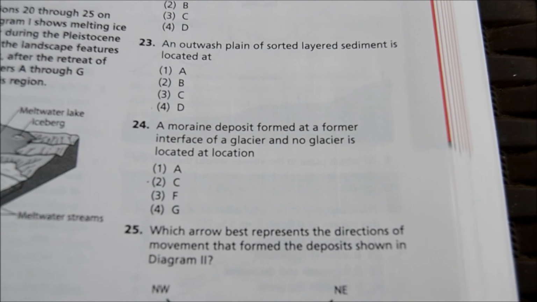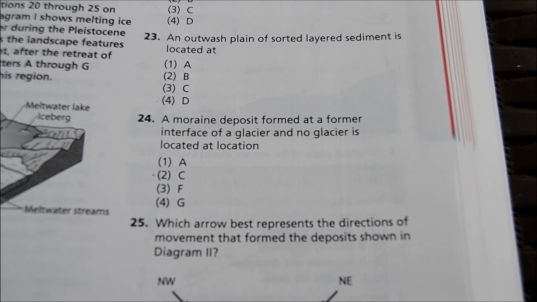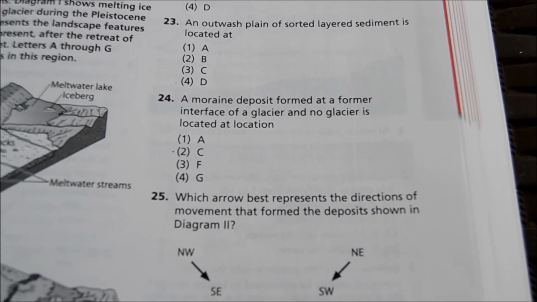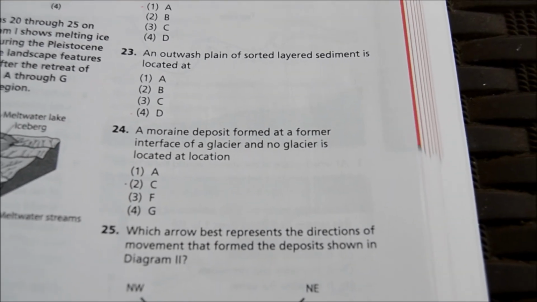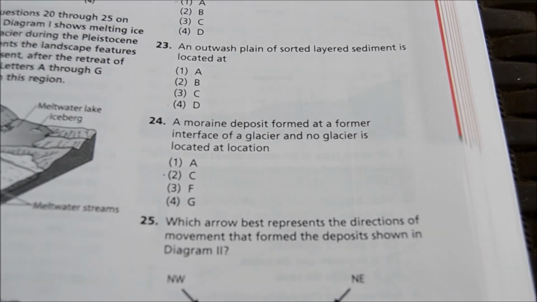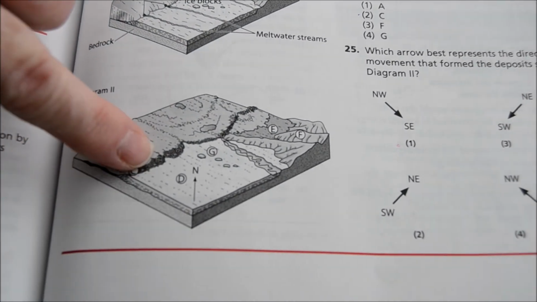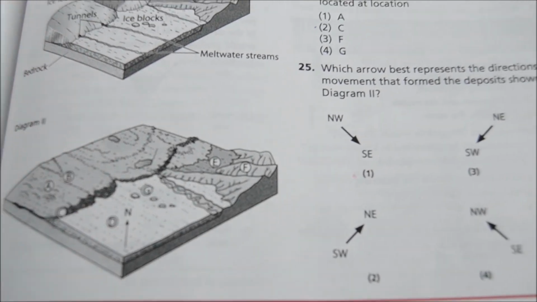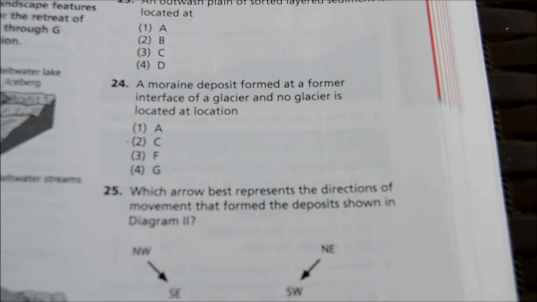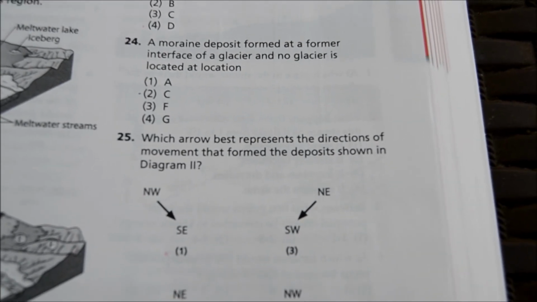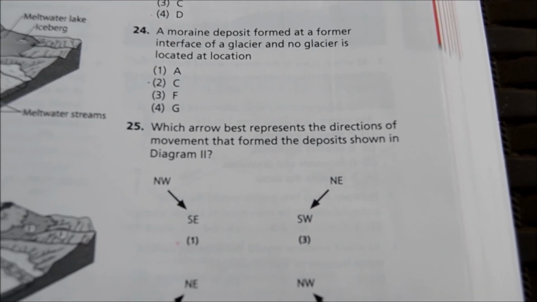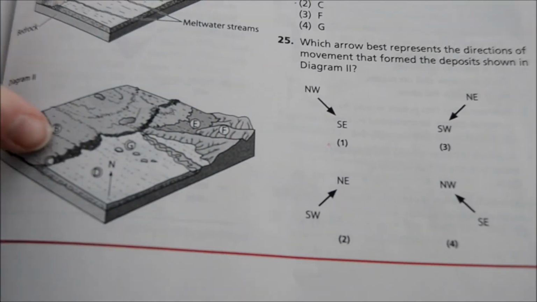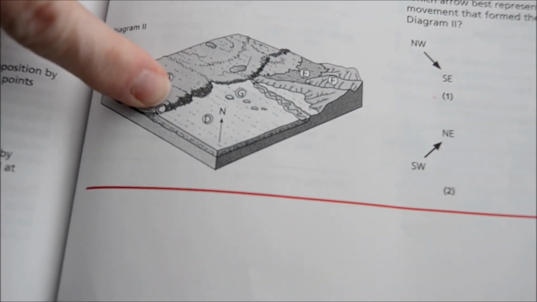23. An outwash plain of sorted, layered sediments is located at, remember we talked about, the outwash plain is the only glacier feature that is sorted and layered because it's coming from the stream that's flowing underneath the glacier. So that water goes through the terminal moraine and goes beyond. So that's going to be choice D. 24. A moraine deposit formed at the former interface of glacier and no glacier is located at, well, we're back to my terminal moraine, letter C.